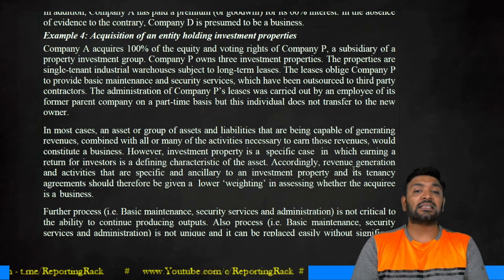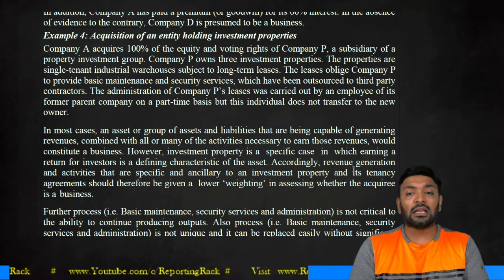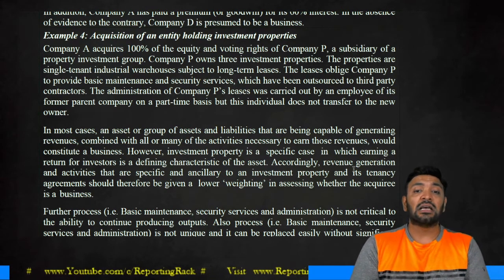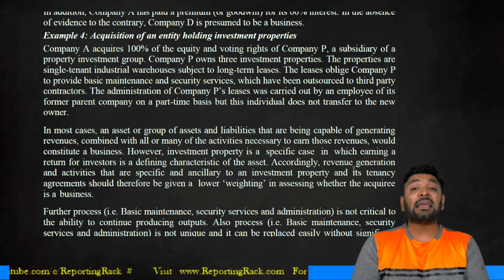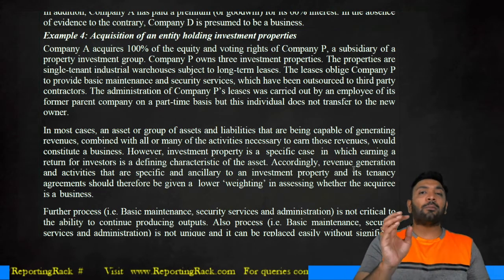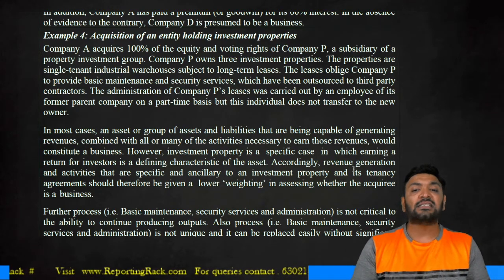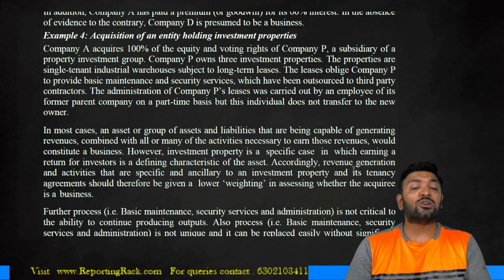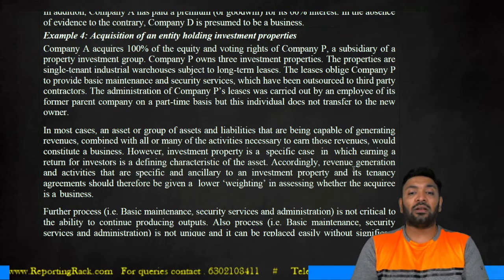In most cases, the assets and liabilities are capable of generating revenues, and combined with all or many activities that might help to earn the revenues would constitute a business. However, investment property is a specific case in which earning a return to the investor is a defining character of the asset. So you don't need any other activities. One investment property by itself is capable of generating cash flows or returns to the owner of the asset. Accordingly, revenue generation and activities are specific and ancillary to the investment property.